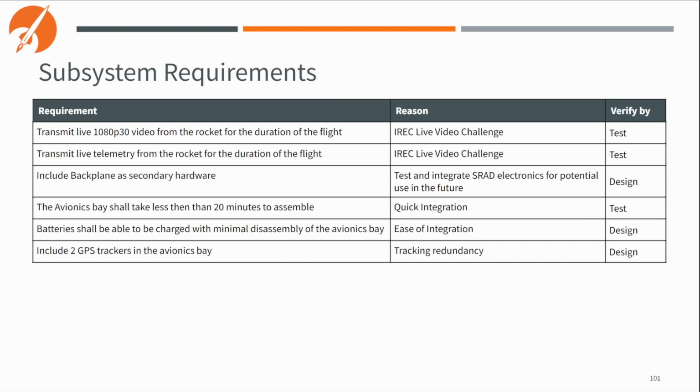To start off, these are our internal requirements as a sub-team. We are going to utilize backplane as a secondary hardware system, and we are going to complete the live video challenge this year, which means we have to implement the live video system and broadcast live video and live telemetry from the rockets.